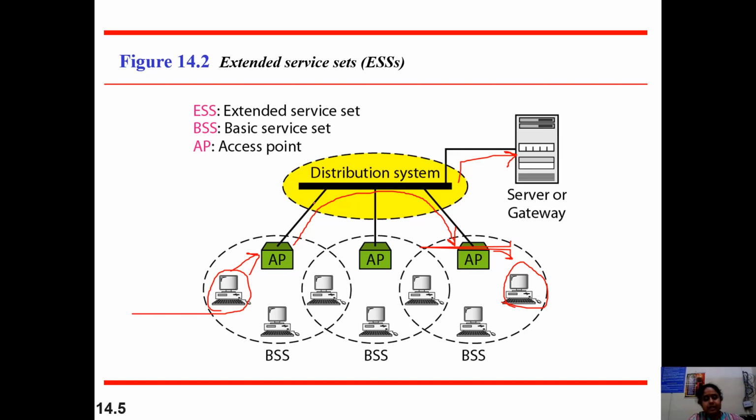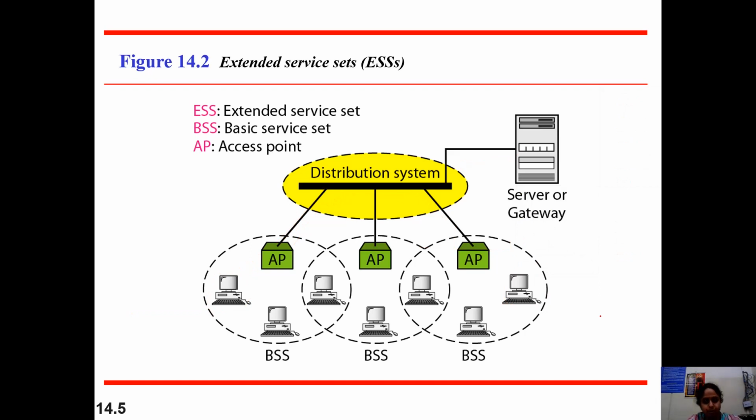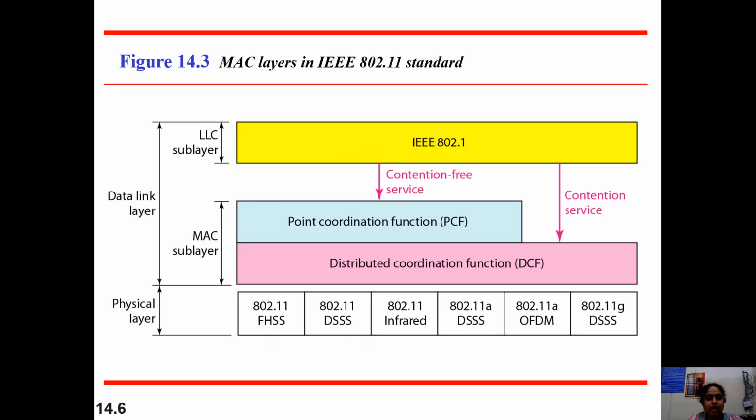Another thing, access points are connected to this distribution system through a wired network. So even if we are talking about wireless networks, the access point through the distribution system, which is probably a backbone, is a part of a wired network. So these are the definitions of basic service set, extended service set, access point, distribution system, ad hoc network, and infrastructure network. So now let us proceed to understand how the 802.11 standard is defined.